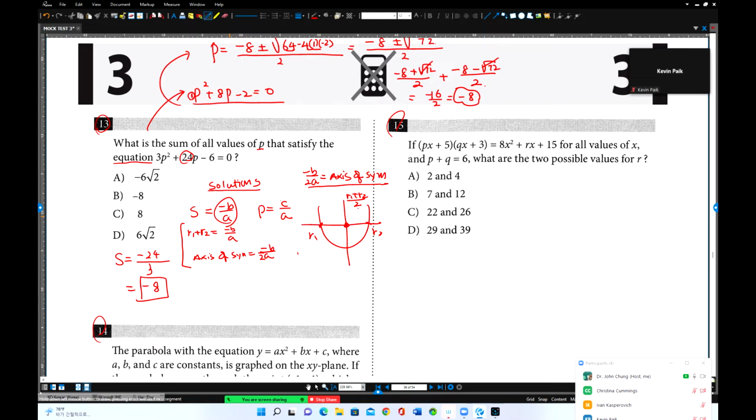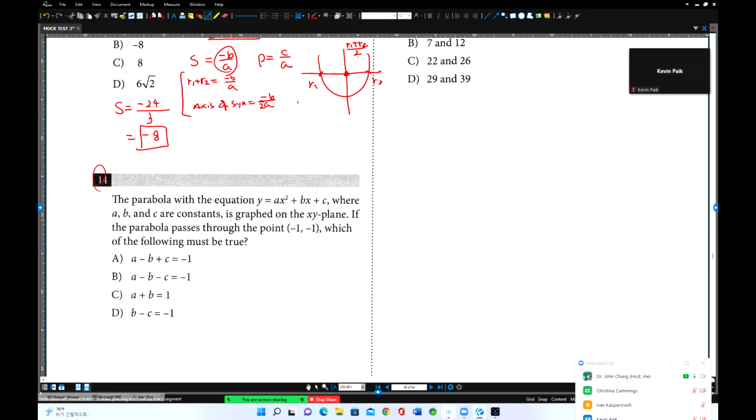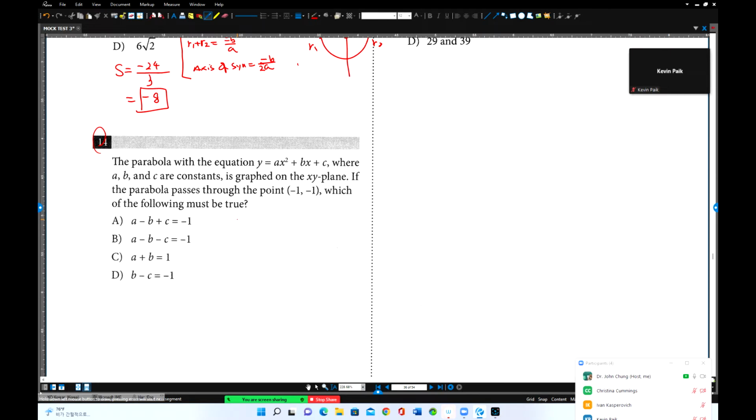Number 14. We have a parabola. We have quadratic equations. Y equals a x squared plus bx plus c, where a and b are constants. Okay, this graph, this one or this one, it doesn't matter. Anyway, they're going to pass what? Negative 1, negative 1, right?